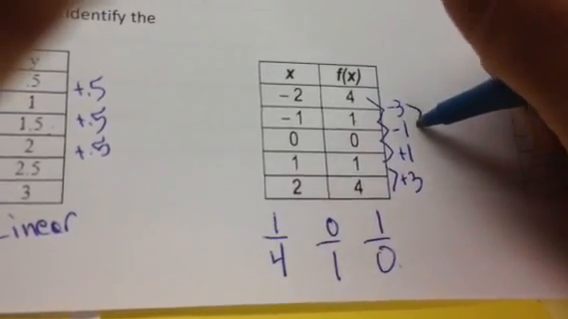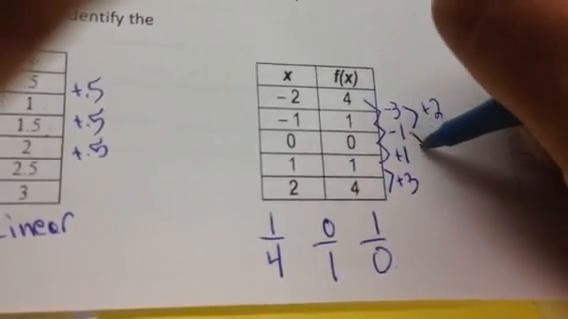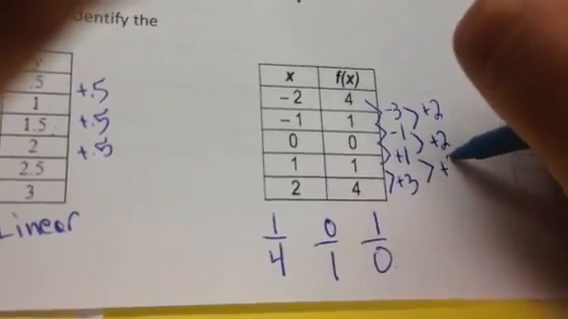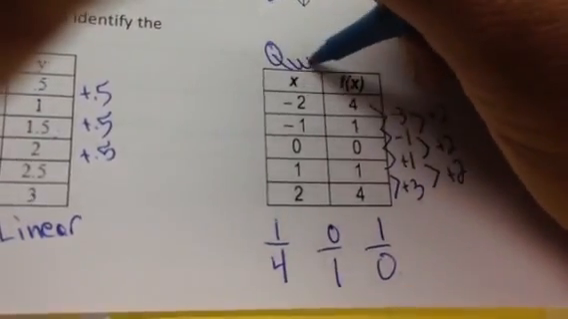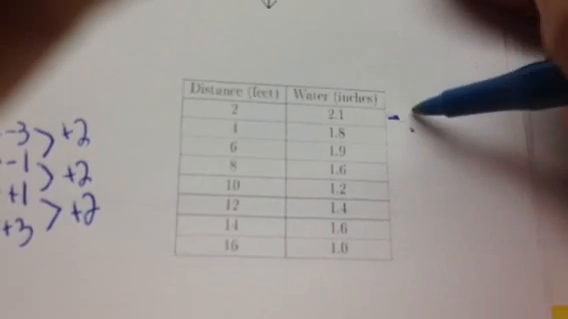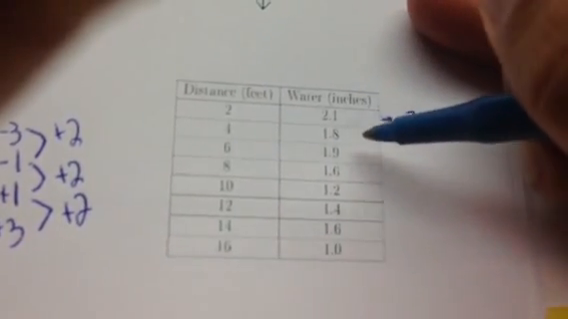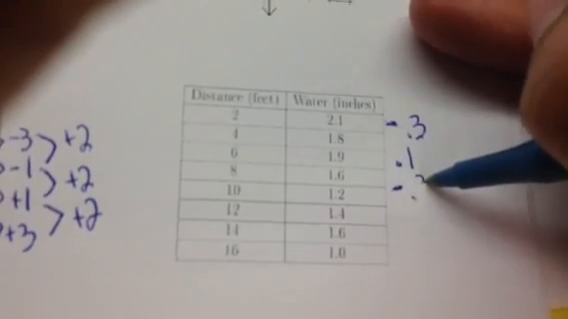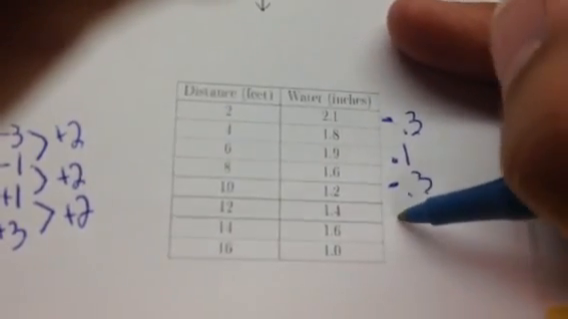So to go from -3 to -1, I add 2. To go from -1 up to 1, I add 2. And to go up from 1 to 3, I add 2. So this one is quadratic. And the last one. So how do I go from 2.1 to 1.8? I subtract 0.3. Here I add 0.1. Here I subtract 0.3. Here I add 0.2.